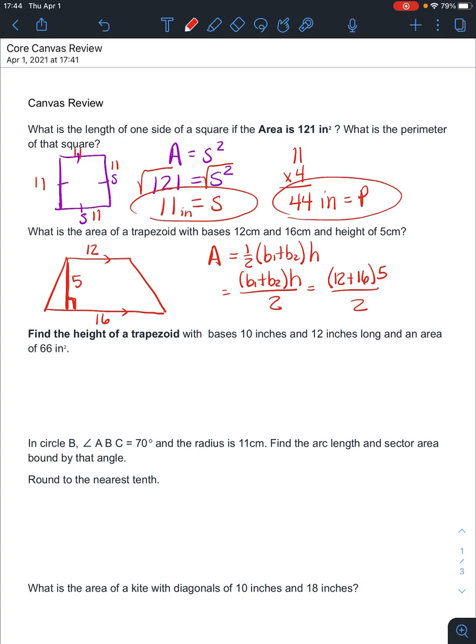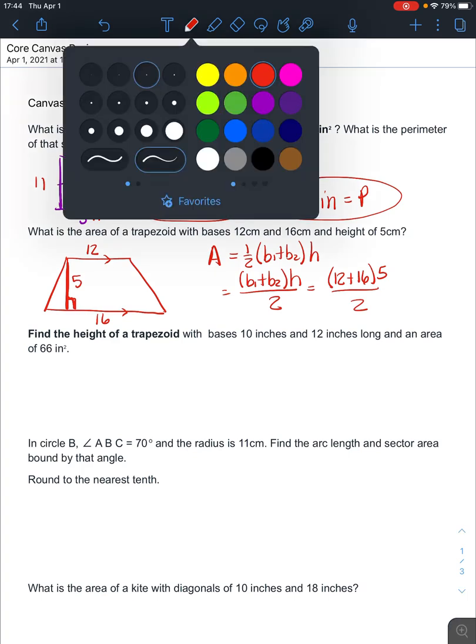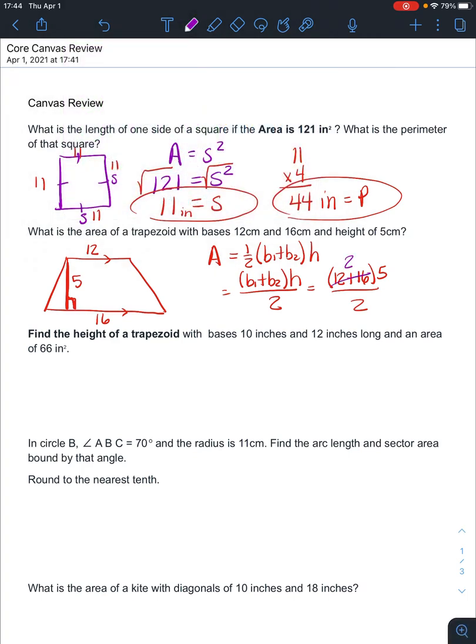So if you add 12 and 16, you can do this all in one step, but you have to use parentheses. Otherwise you do 12 plus 16 and you get 28. So if I get 28, then I do 28 times 5, and then divide by 2, and you get 70. Again, you can do this all in one step. That would be centimeters squared. But you do have to type it in, 12 plus 16 in parentheses, times 5 divided by 2.